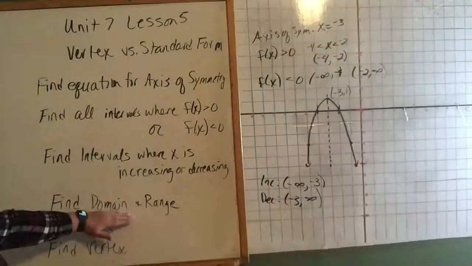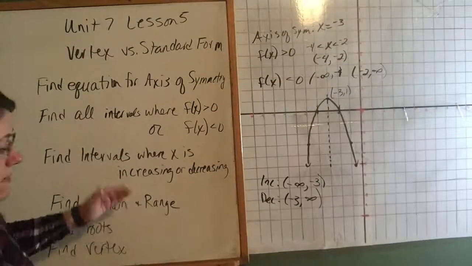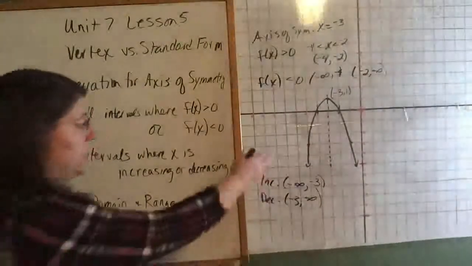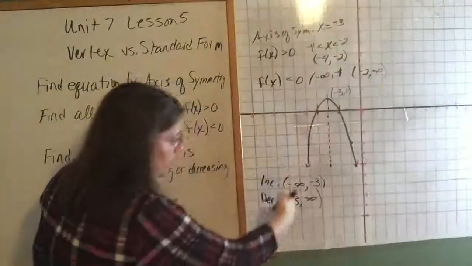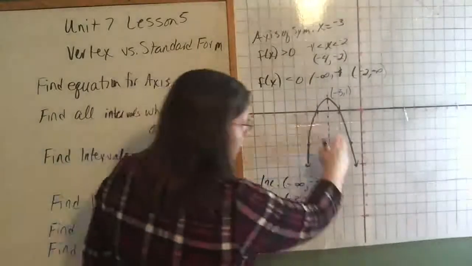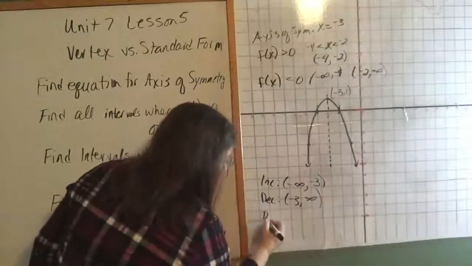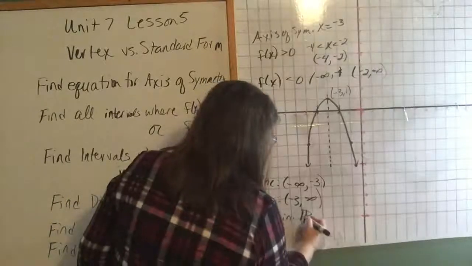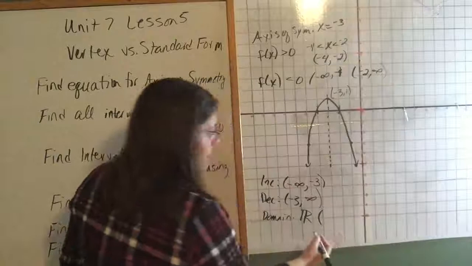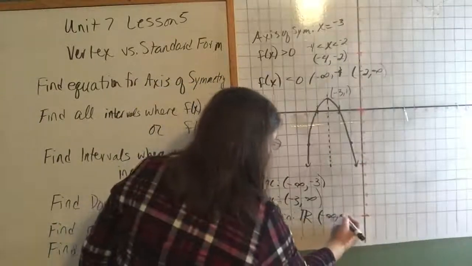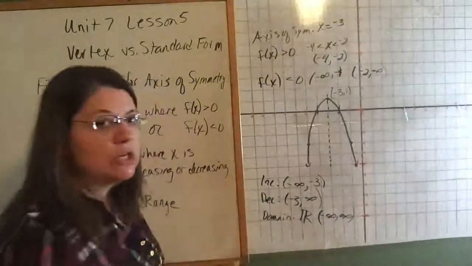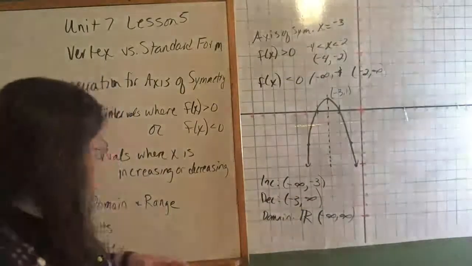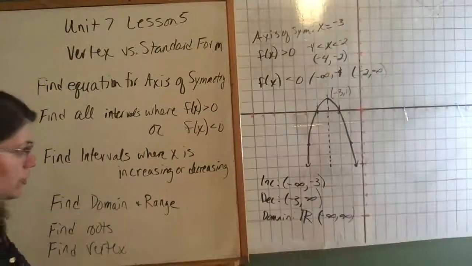The next thing they're asking us for is to find the domain and range. And again, this is review. The domain is a list of all of the x values. Well, if you think about this, this goes forever in this leftward direction, and it goes forever in the right direction. So my domain is going to be all real numbers. And if they ask you to write that in set notation, you would say from -infinity to infinity. You just need to pay attention to what they're asking you for and how they're asking you to express those answers.